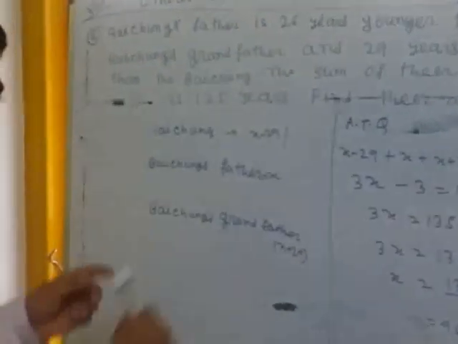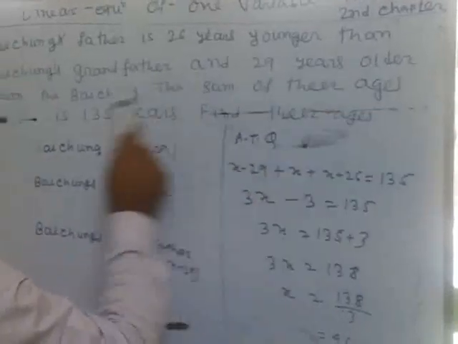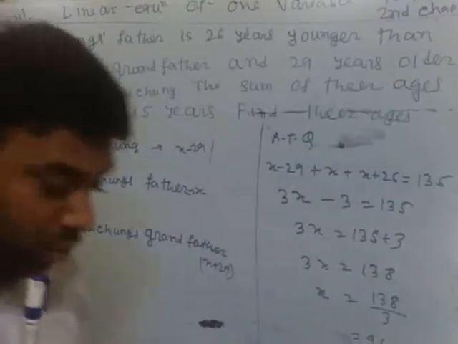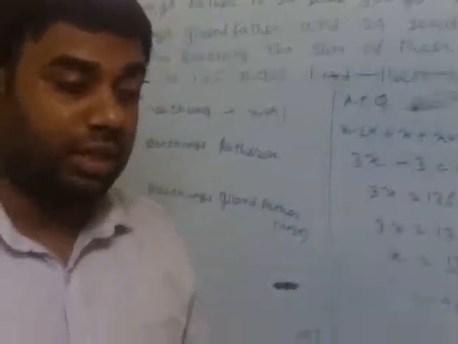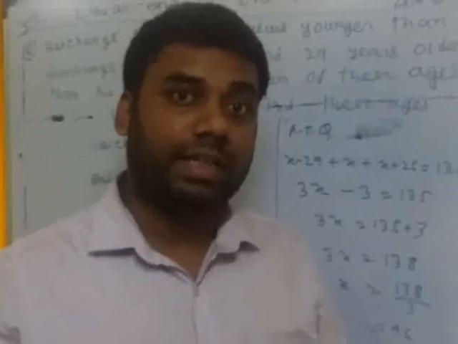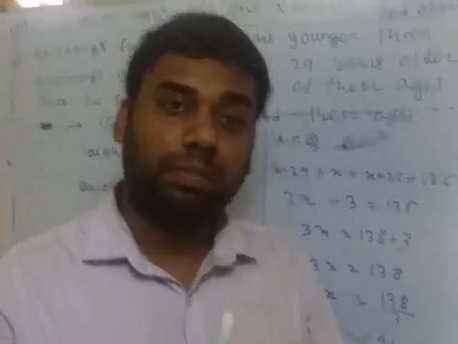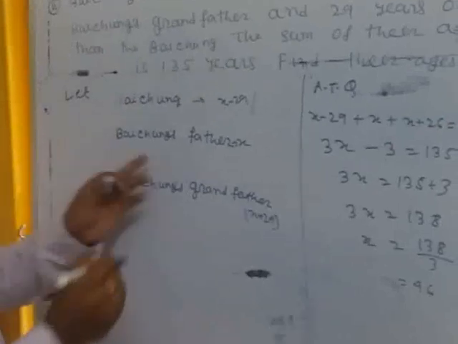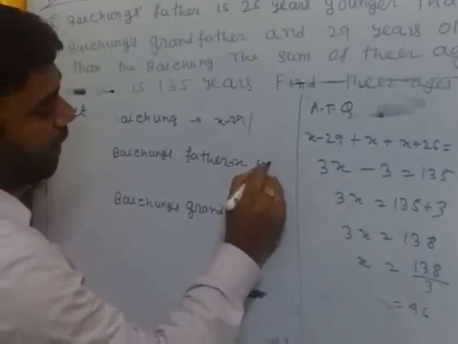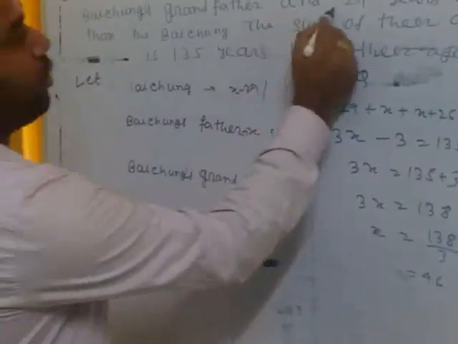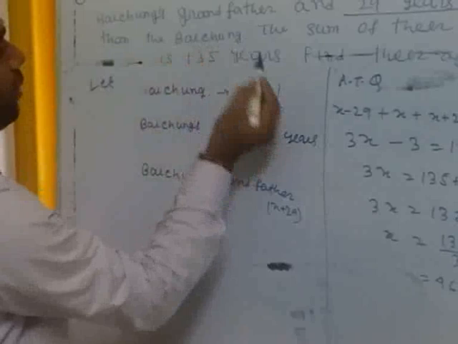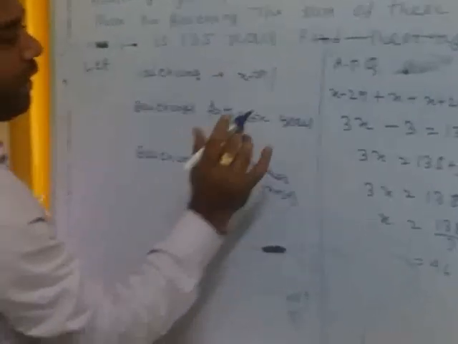In the second condition, 29 years older than Baichung. It means Baichung's father is 29 years older than Baichung. In the second condition, two characters are related, that is Baichung's father and Baichung. So the common character is Baichung's father. That's why I am taking here, let Baichung's father's age be x years. What will then be Baichung's age? Since he is 29 years younger than his father, it means x minus 29 years.